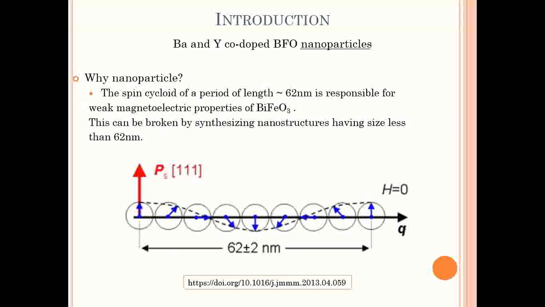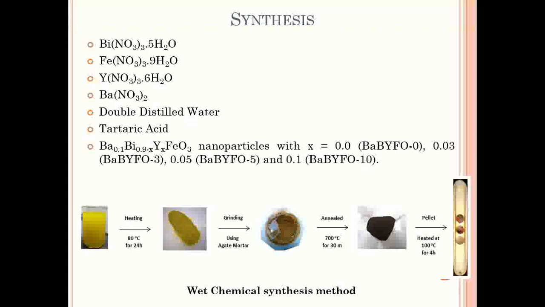So, why nanoparticle? Because, as I have mentioned earlier, there is a spin cycloid with a period length of 62 nanometer, which is responsible for the weak magnetoelectric properties in bismuth ferrite. This spin cycloid can be broken only by synthesizing nanostructural forms with size less than 62 nanometer. So to prepare the nanoparticles, I have followed a wet chemical synthesis route. I have kept the doping concentration of barium constant at 10 atomic weight percent and changed the concentration of yttrium from 0 to 10 atomic weight percent.